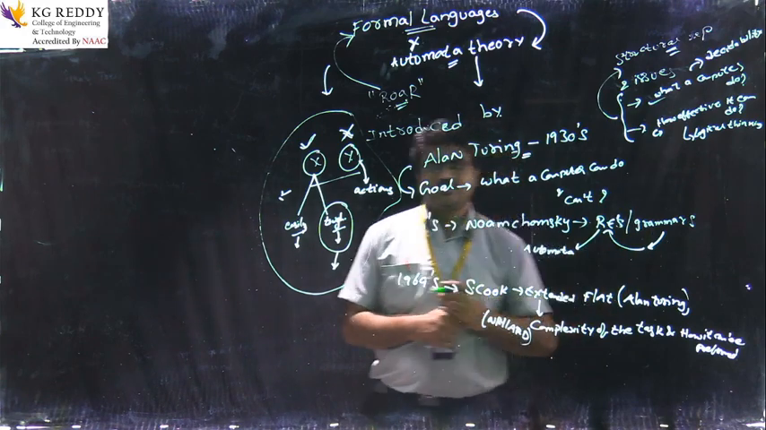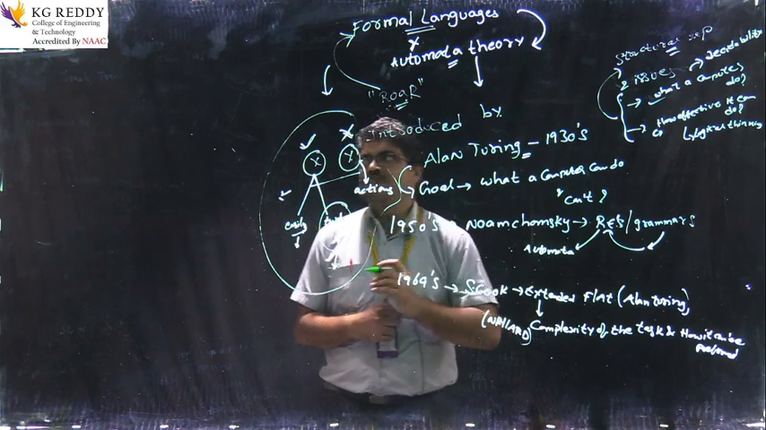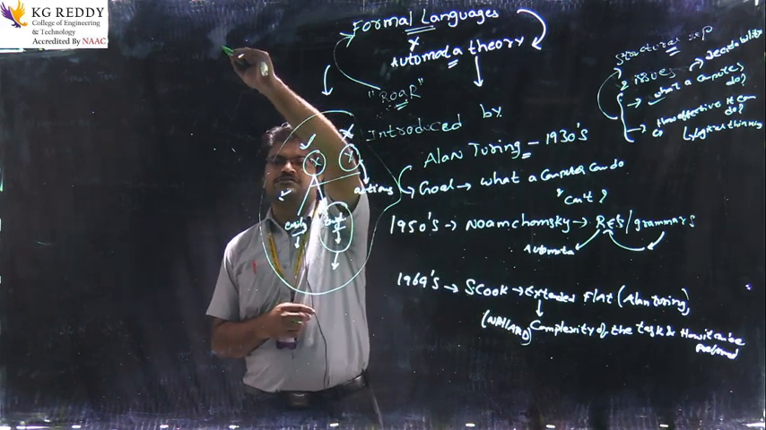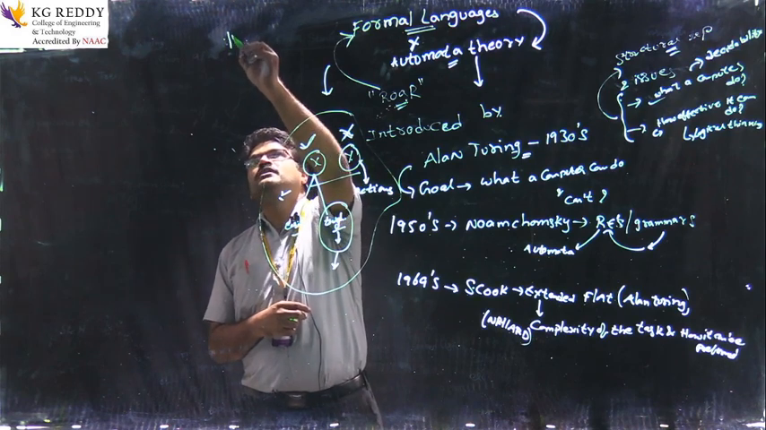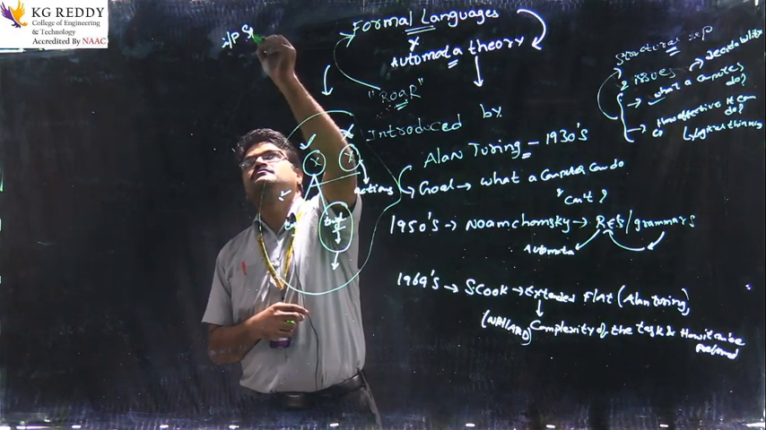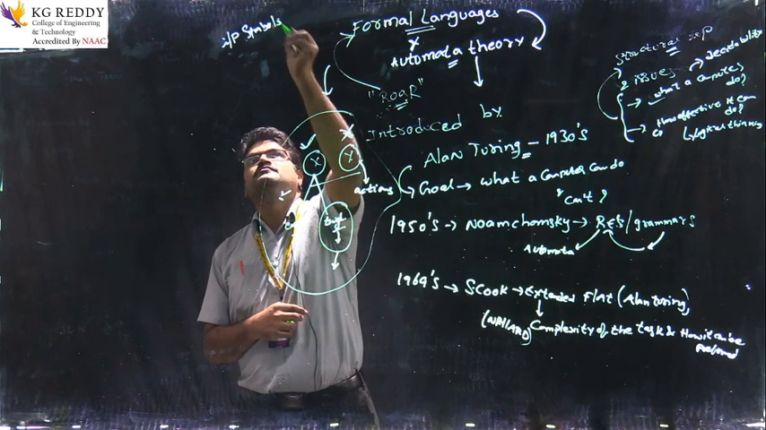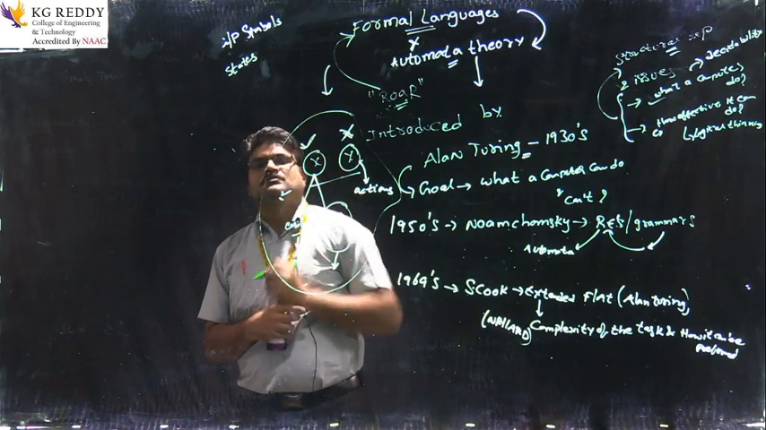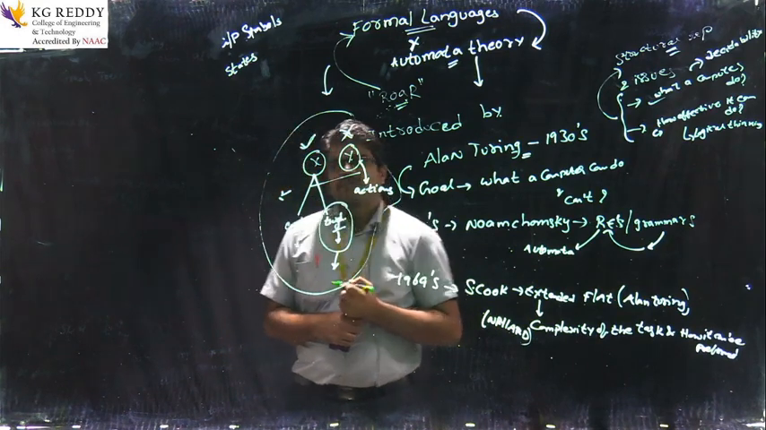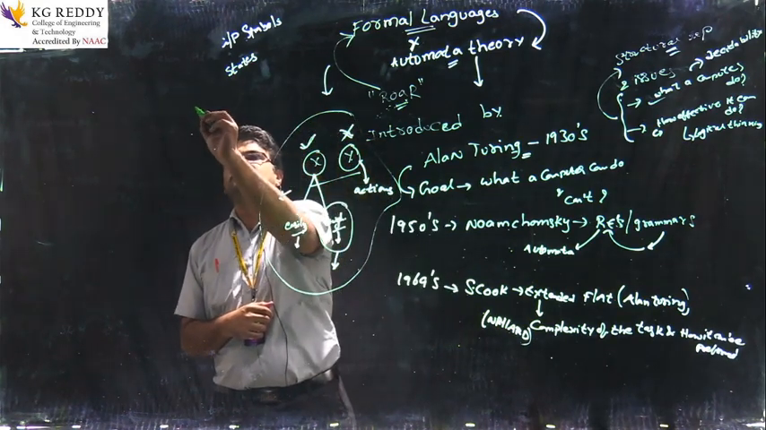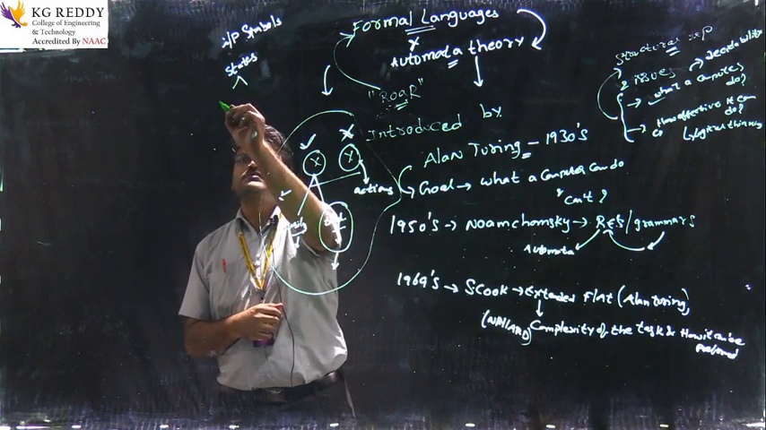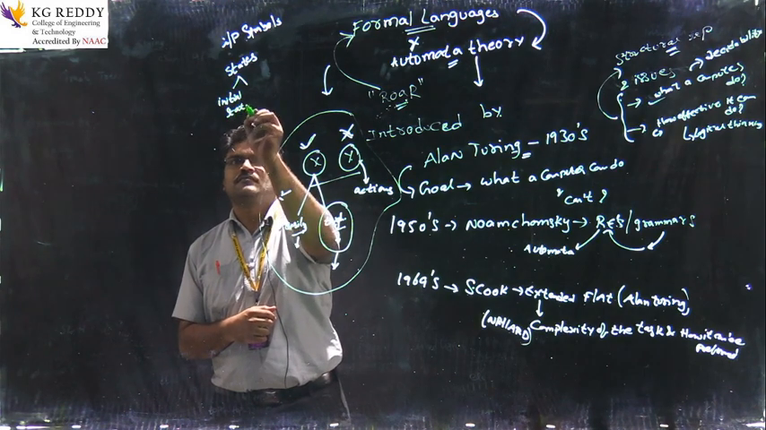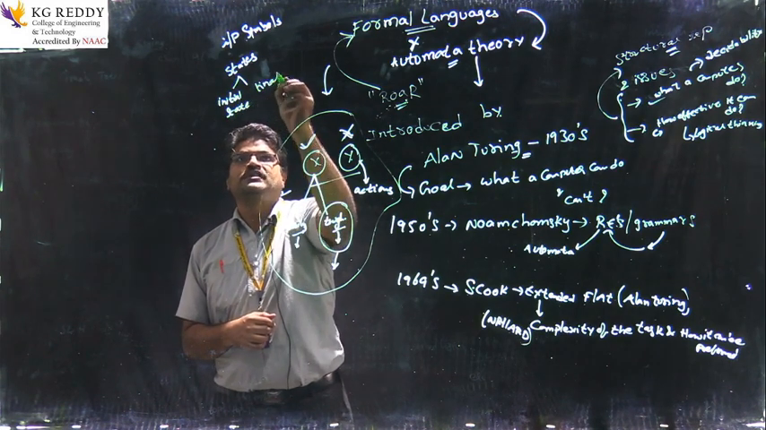Now we will go for the diagrammatic representation. Here in formal languages and automata theory, the diagrammatic representation will consist of input symbols and next states. A state can be represented here. The states are of two types: one, the initial state, and two, the final state.